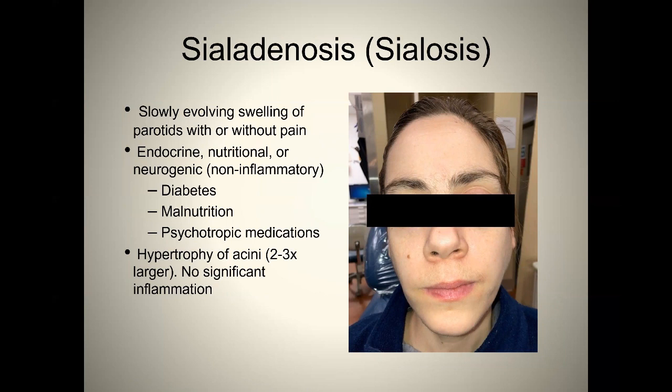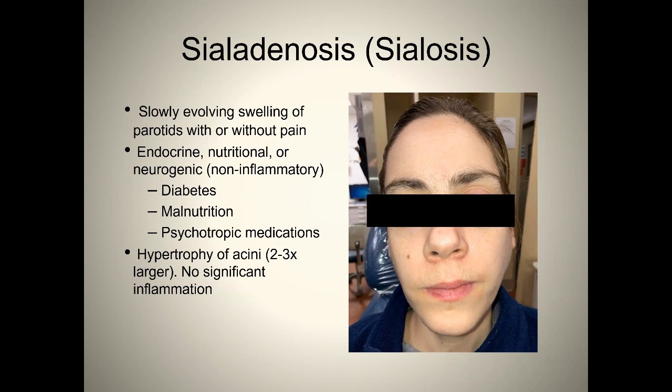Sialadenosis or sialosis is a slowly evolving swelling of the parotids with or without pain. Most of the time it's without pain, but you can appreciate that we have a unilateral swelling in this patient here. And there are many different causes of sialadenosis or sialosis. They can be endocrine, nutritional, or neurogenic, non-inflammatory. The most common that are implicated are diabetes, malnutrition from eating disorder, and psychotropic medications. This patient pictured here had both diabetes and an eating disorder, which led to this sialosis.